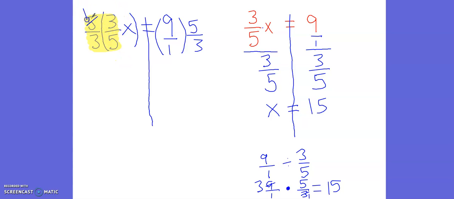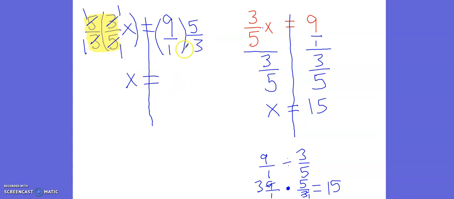The 5 cross cancels. The 3 cross cancels. I know it looks weird having the x there, but these are all just being multiplied. So you can do this. You can cross cancel like this. You get 1/1, which is just 1x. And if it's 1x, do I need the 1 in front of it? No. I could write this as 1/1 x, or I could also write it as 1x, like that.